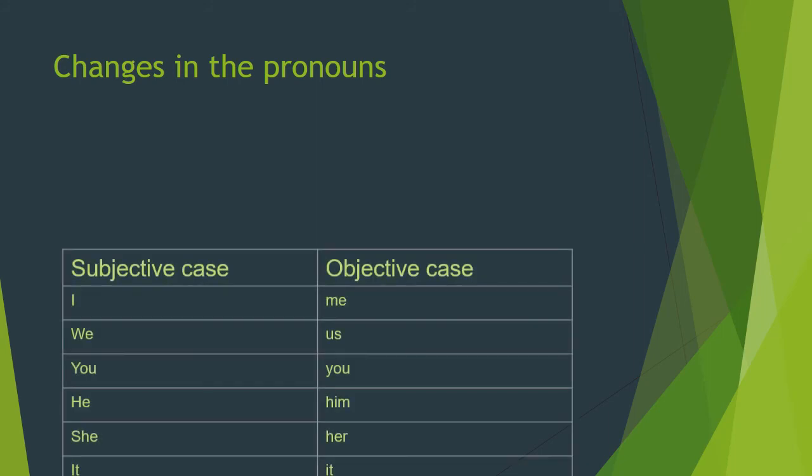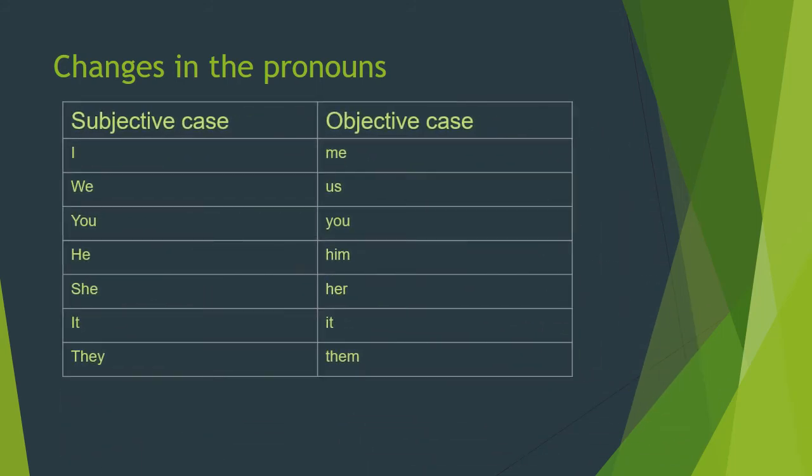Now let us see how the pronouns are changed in active and passive voice. See, in the active voice, or in the subjective case, if I am using I, in the objective it will become me. We will change to us. You, there is no change, you only. He will change to him. She will change to her. It, there is no change. They will change to them.